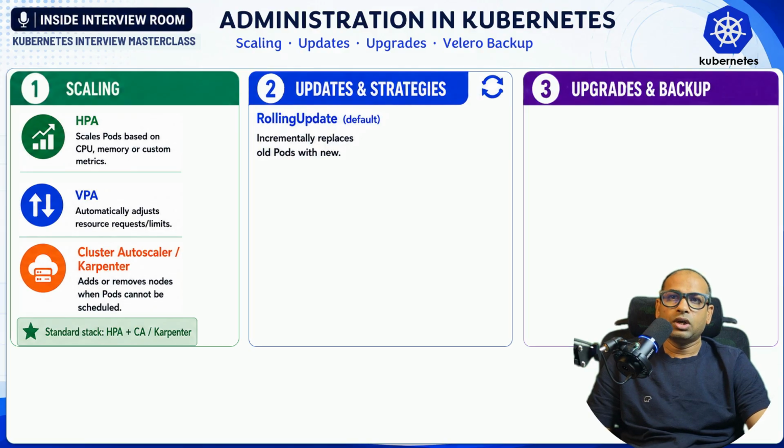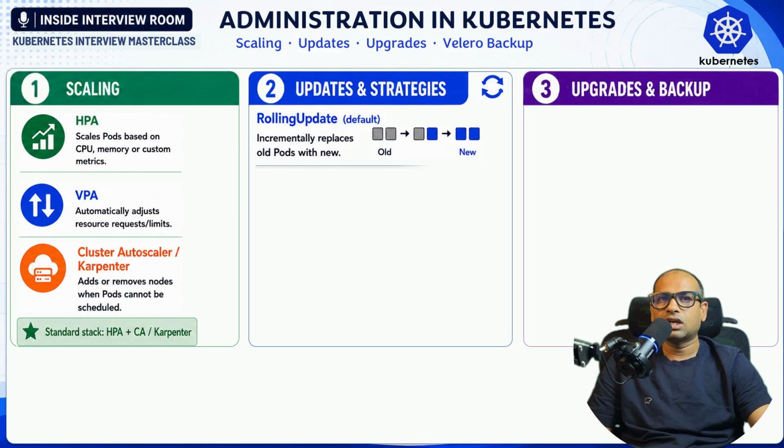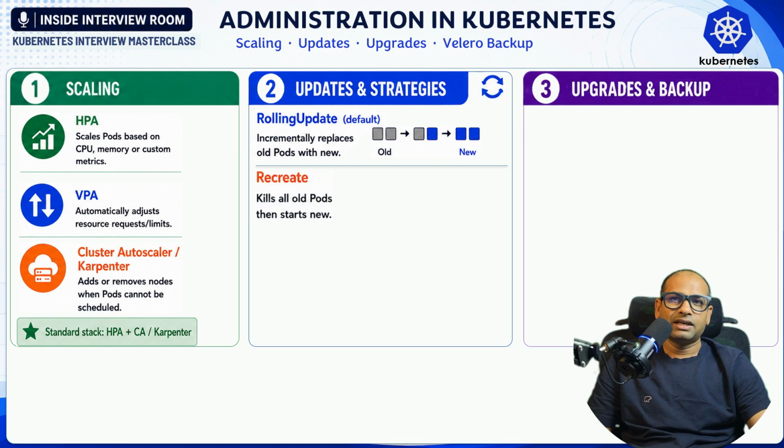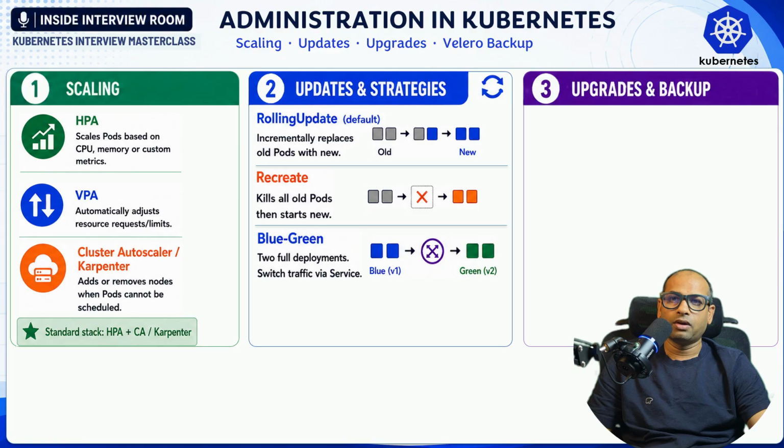So updates, a rolling update incrementally replaces old pods with the new pods. The question that I usually ask: if your rolling update is stuck somewhere, old pods are not getting deleted, but new pods are provisioned. So that is also one of the important topics. Recreate kills all old pods, then starts new. Blue-green, two full deployments, switch traffic via service from blue to green. Canary deployment sends a small percentage of traffic to the new version.